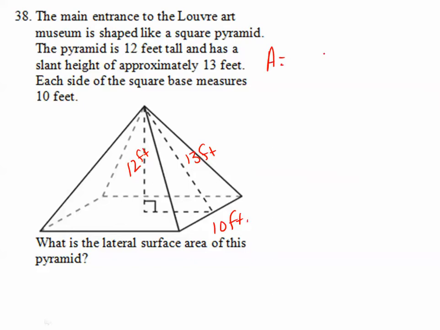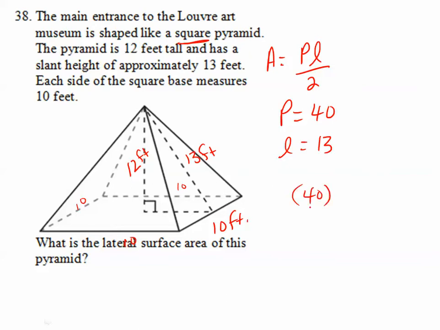So the lateral surface area, the formula is perimeter of the base times slant height divided by 2. So the perimeter of my base is 10 plus 10 plus 10 plus 10 because it's a square pyramid, so all the sides are the same. So my perimeter is 40. My slant height is 13. So my area is 40 times 13 divided by 2, which is equal to 260 feet. And it's squared because it's area.